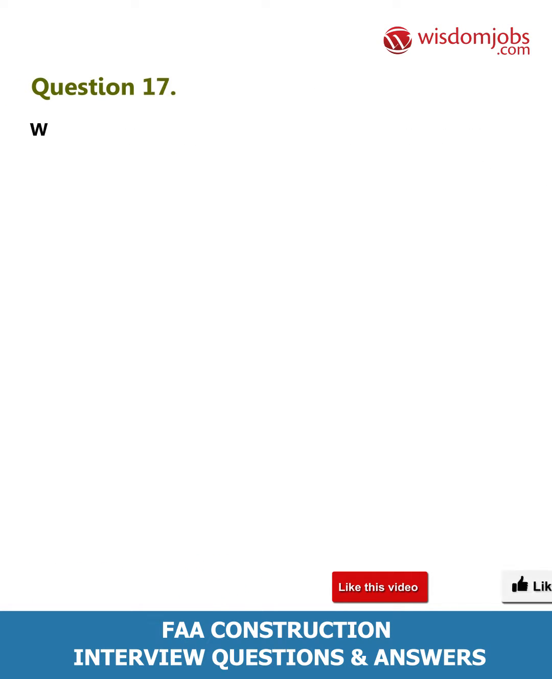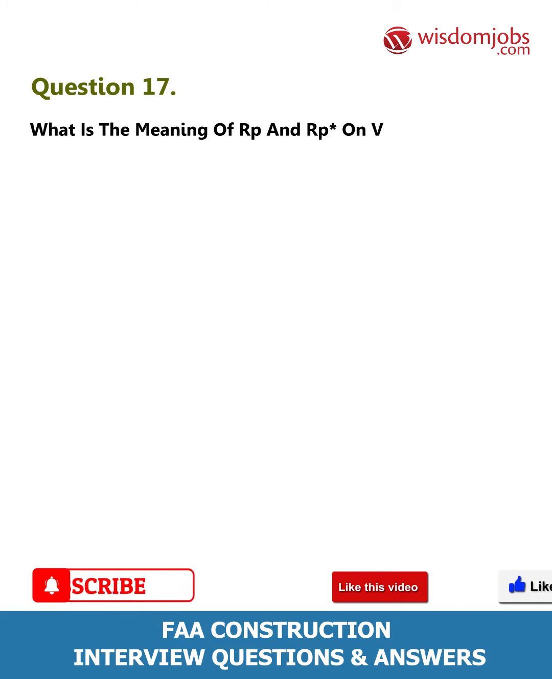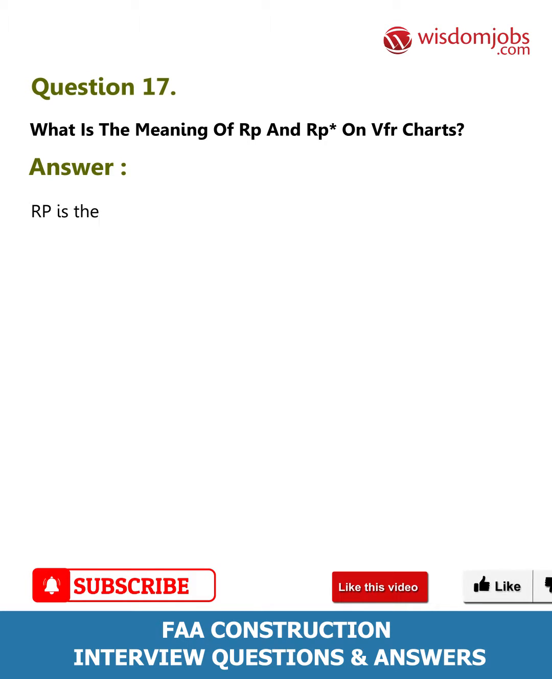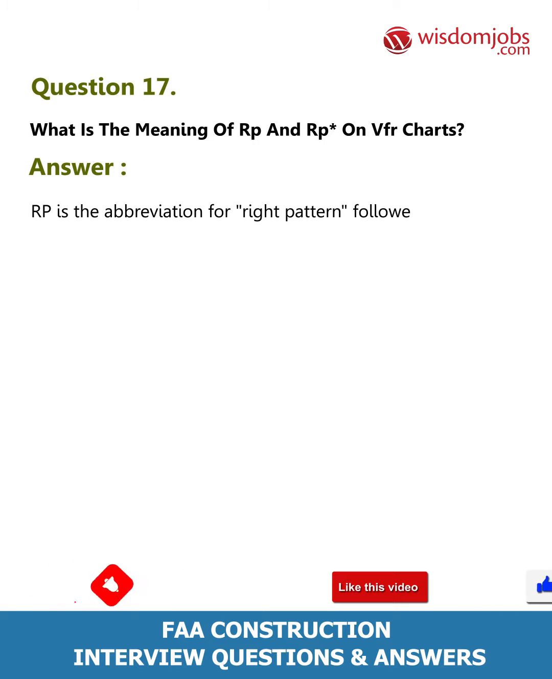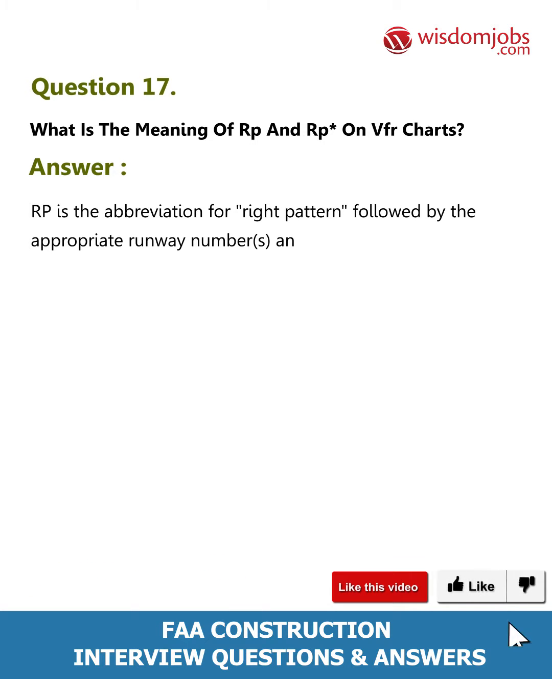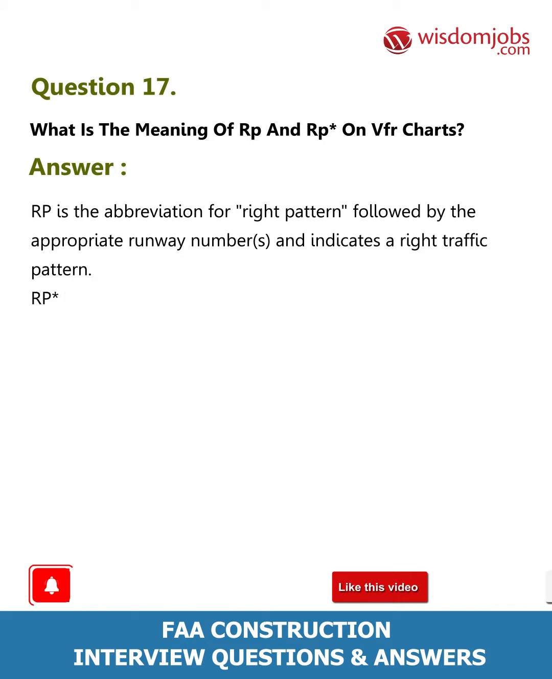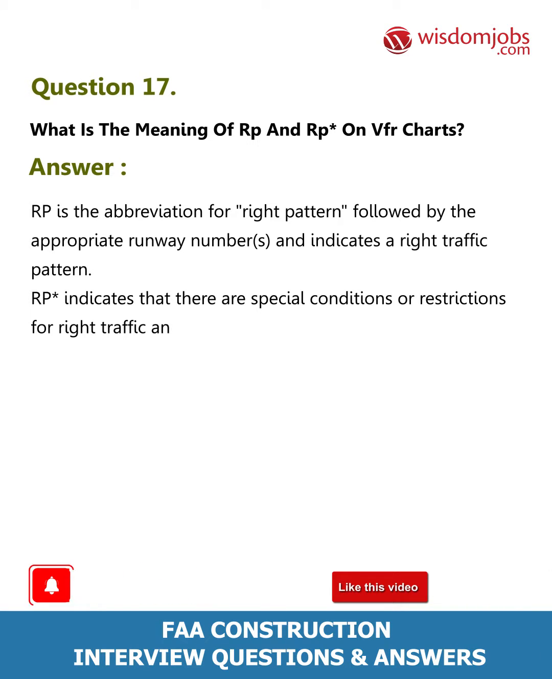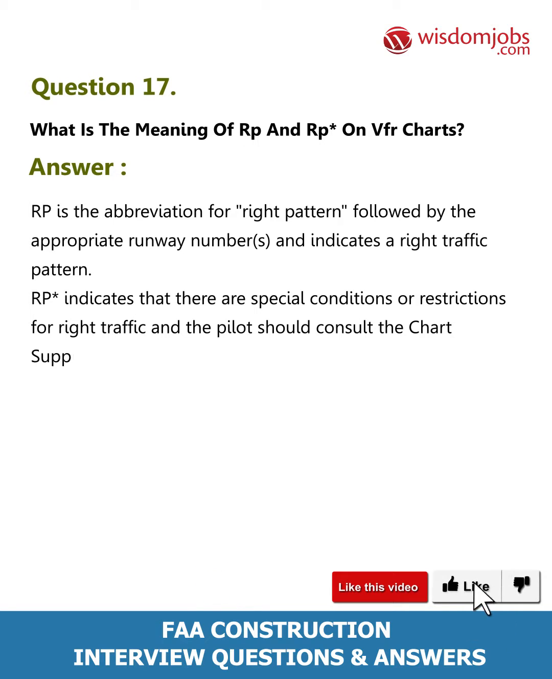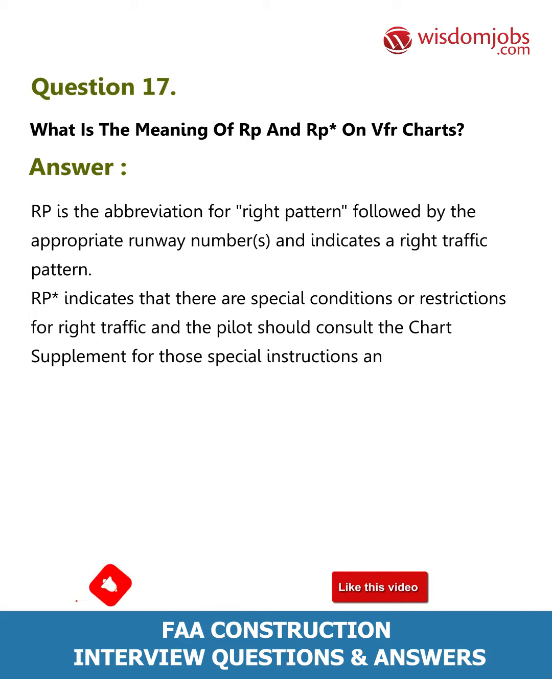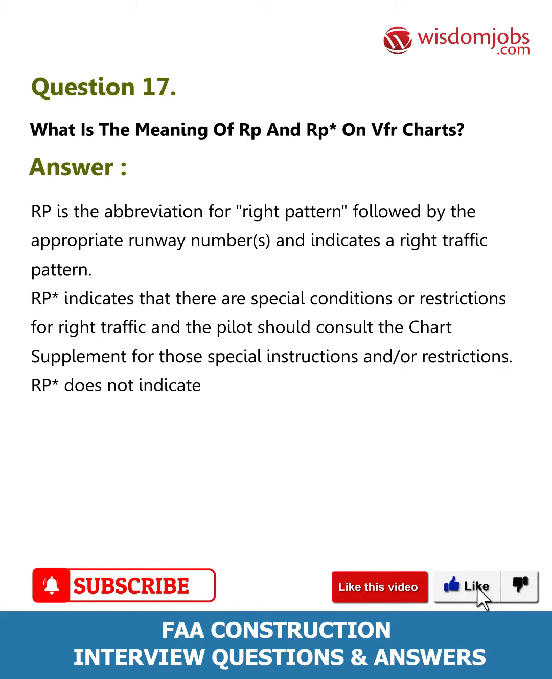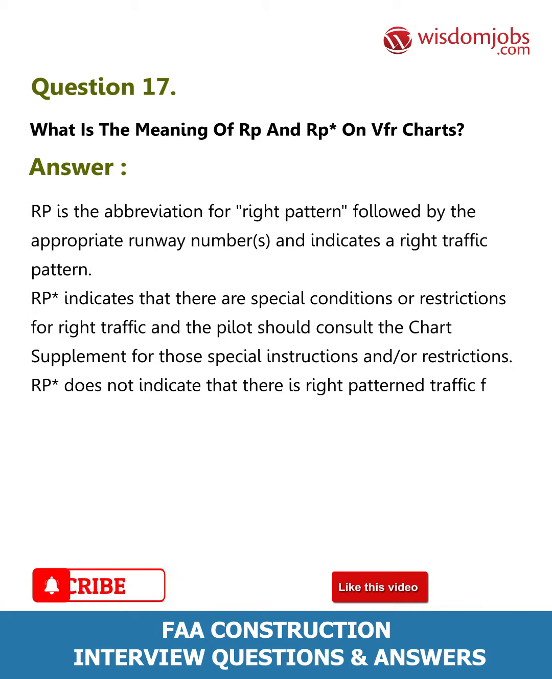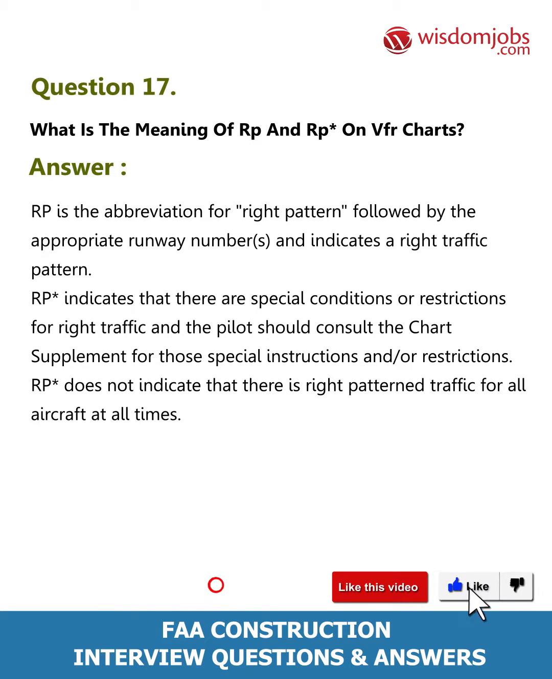Question 17. What is the meaning of RP and *RP on VFR charts? Answer. RP is the abbreviation for right pattern followed by the appropriate runway numbers and indicates a right traffic pattern. *RP indicates that there are special conditions or restrictions for right traffic, and the pilot should consult the chart supplement for those special instructions and/or restrictions. *RP does not indicate that there is right pattern traffic for all aircraft at all times.